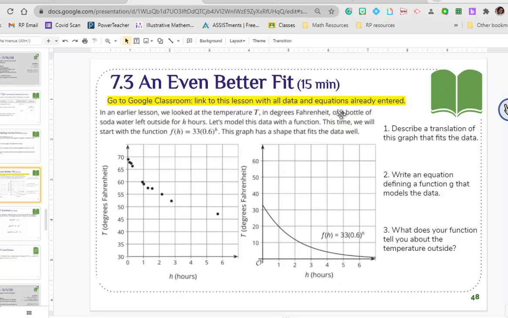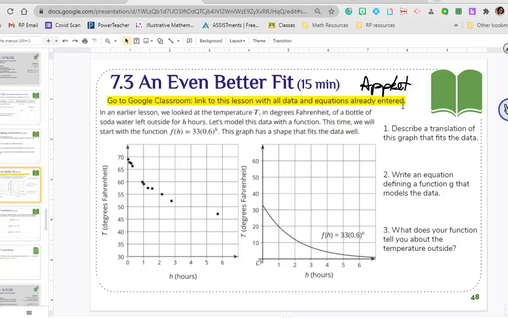One last section here for Lesson 7 in Unit 5. We're looking at an even better fit. And for this, I'm also going to be using a little applet that they have preloaded on the Illustrative Math website. So this might be linked in your Google Classroom, or you could also find it just by looking at the student materials that we have. So a heads up that we're going to go use that info.